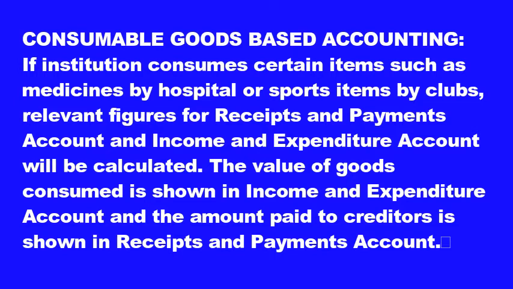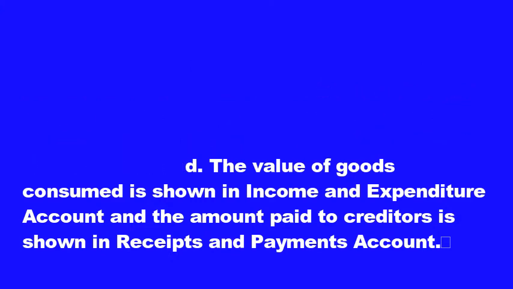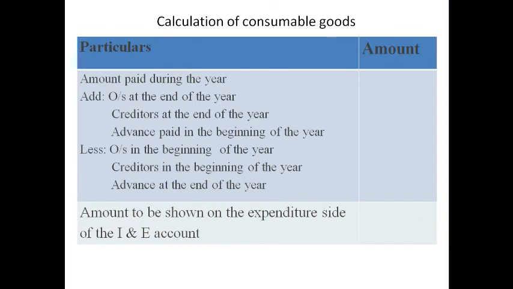Okay, it's written that if an institution consumes certain items, such as medicines by hospitals or sports items by clubs, the relevant figures for the receipts and payments account and the income and expenditure account will be calculated. The value of goods consumed is shown in the income and expenditure account, and the amount paid to creditors is shown in the receipts and payments account. Look at the statement here.